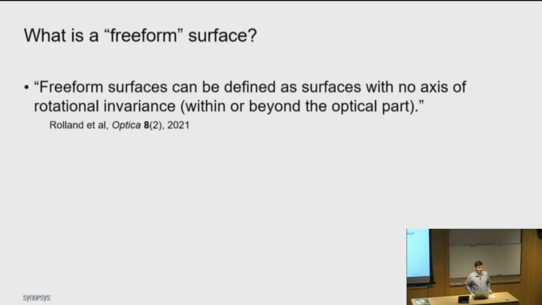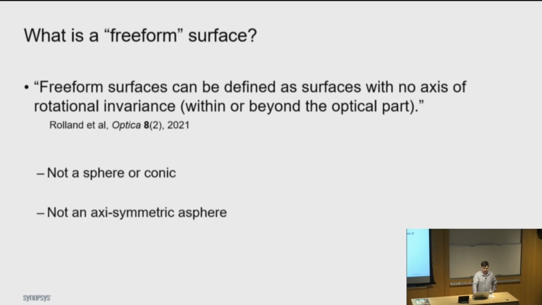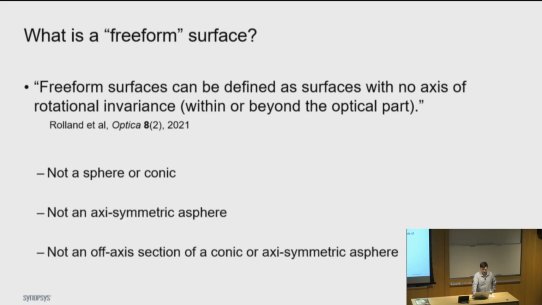I guess that means next I have to define what a freeform surface is. We could potentially have a bunch of definitions, but the one that I'm going to use here pulls from this Optical Review paper by Rolland et al., where freeform surfaces are defined as surfaces that have no axis of rotational invariance, either within the part or beyond it. And so essentially it's a negative definition, and broadly speaking, it means that it's not a sphere or a conic, not an axisymmetric optical asphere, and it is not an off-axis section of a conic or an axisymmetric asphere.